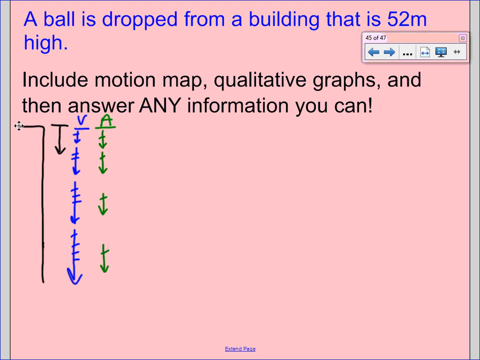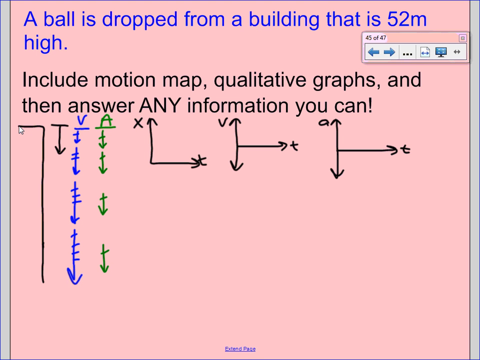Notice it's the same concept, we just had to switch it around a little bit to be vertical to agree with the problem. Now I'm going to go ahead and sketch what my three graphs would look like for position versus time, velocity versus time, and then acceleration versus time. Okay. The key thing is not to get freaked out at the fact that it's vertical instead of horizontal. Remember, it's still the same thing.